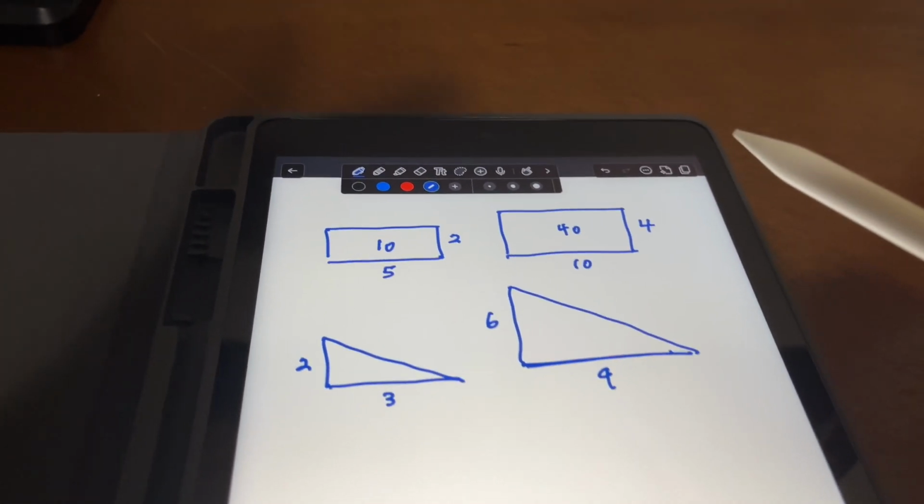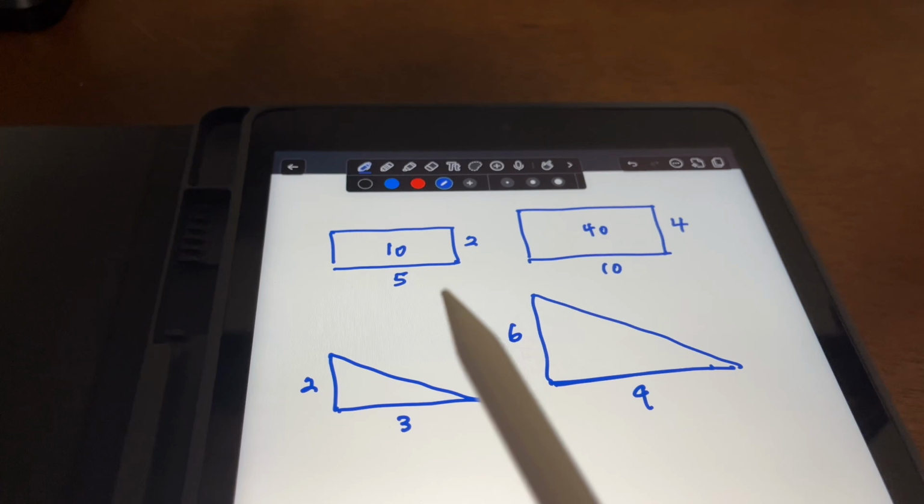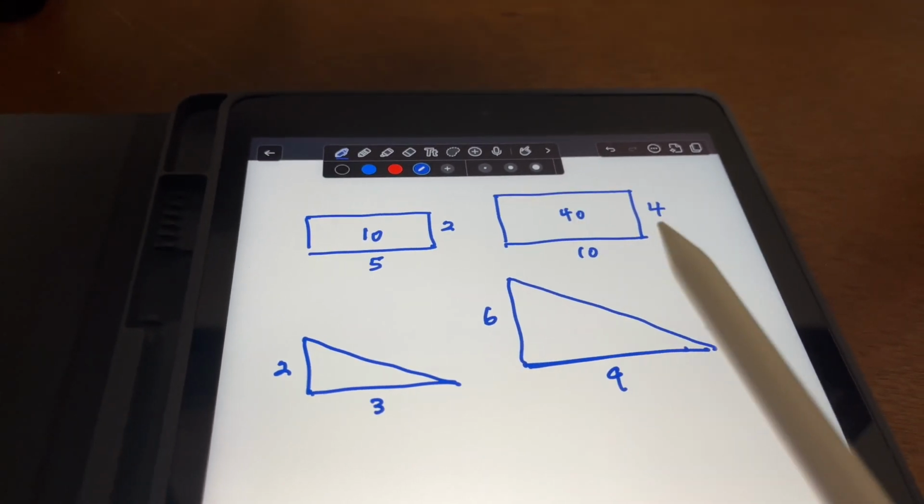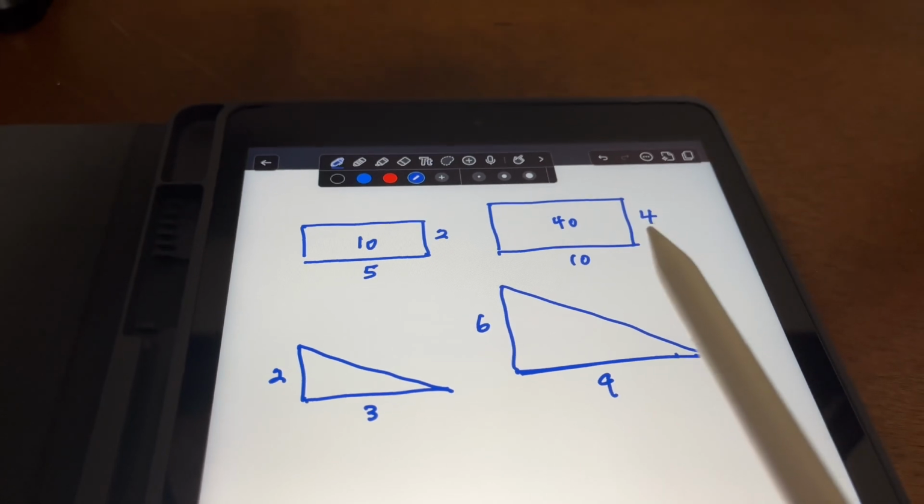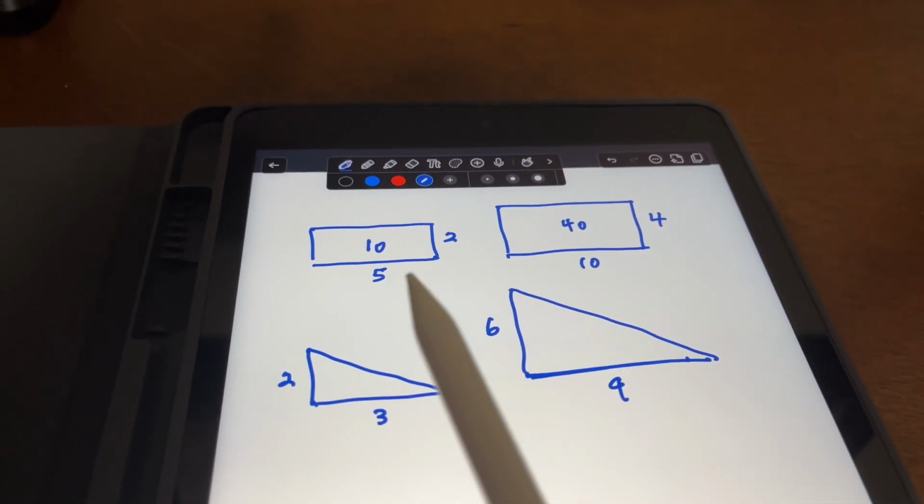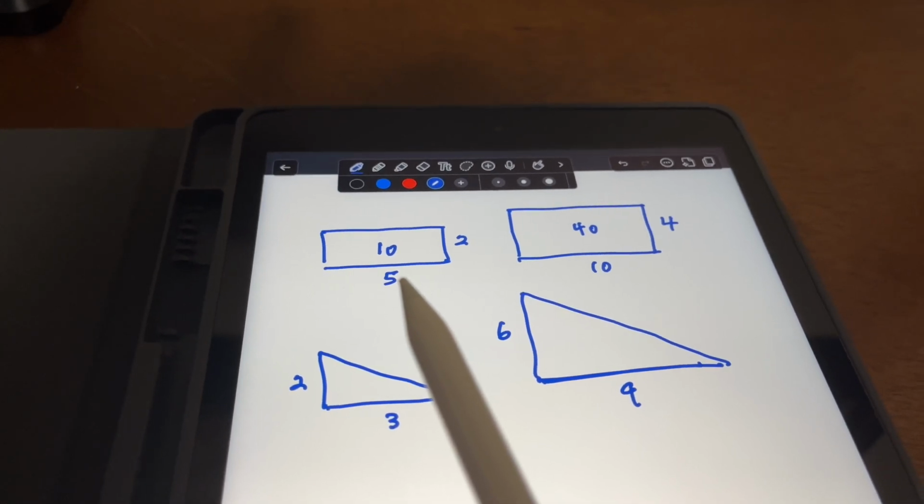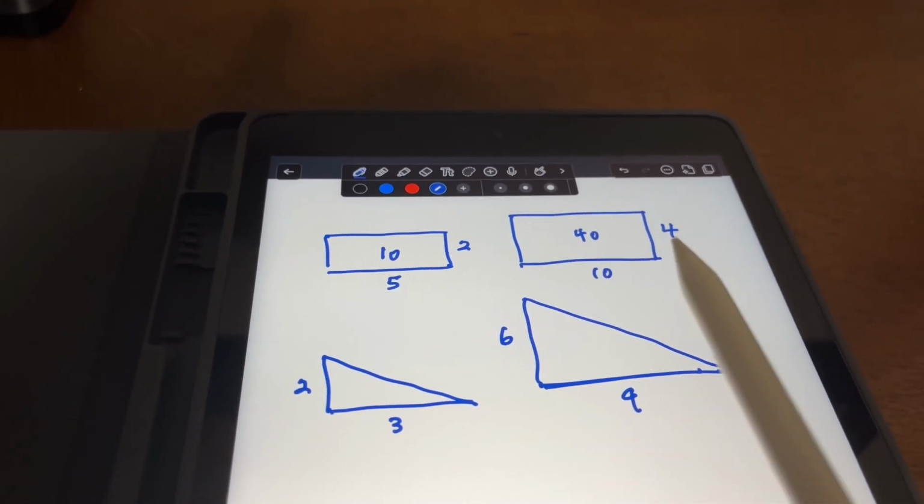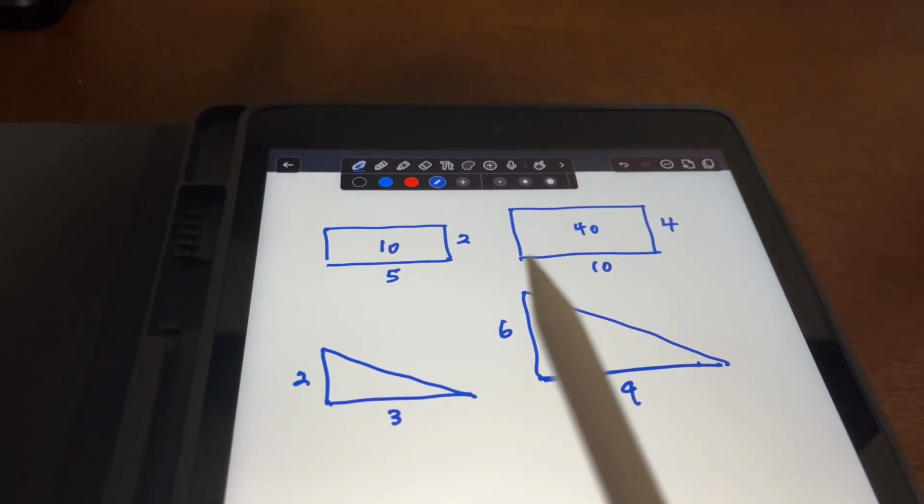Now I want you to notice something else about these figures, that this is 2 and this is 4. So this increased by a factor of 2. If you multiply 2 by 2, you get 4. And in a similar manner, this was 5 and this is 10. So both measurements increased by a factor of 2.